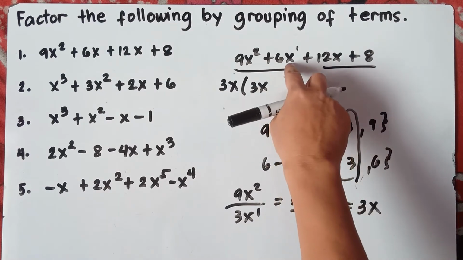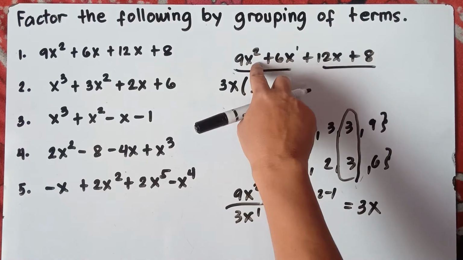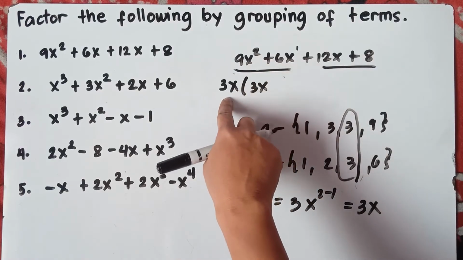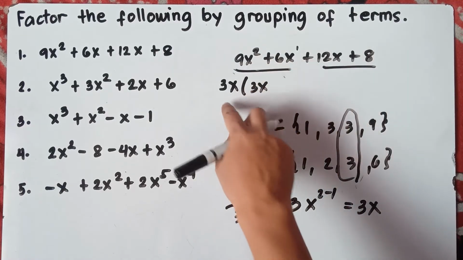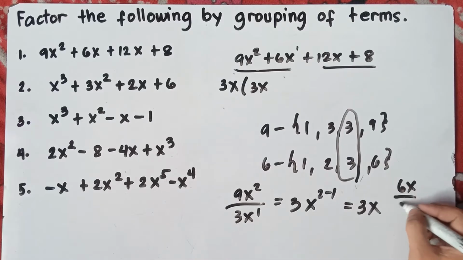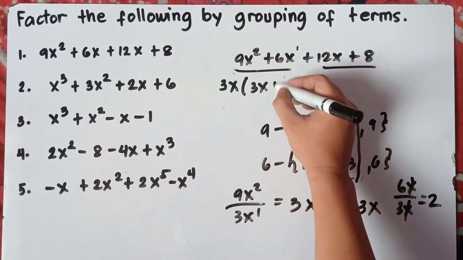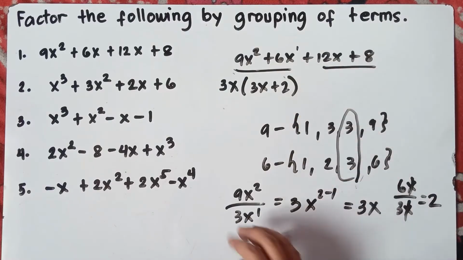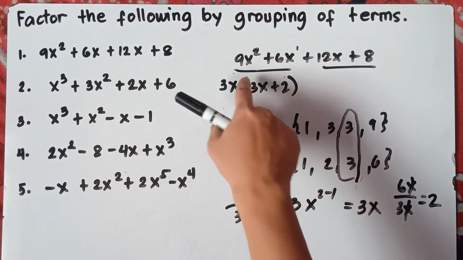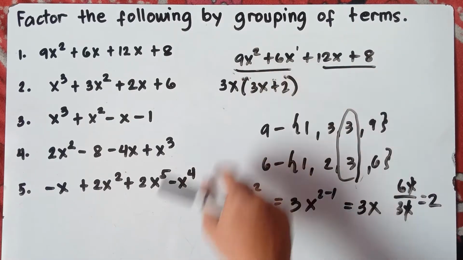Then divide 6x by 3x. Once again, you divide 9x squared by this common monomial factor, and 6x divided by 3x. 6 divided by 3 is 2. x divided by x simply cancels. So that would be positive 2. That would be your first answer when you group the first term and second term.